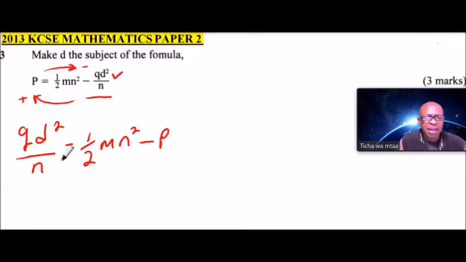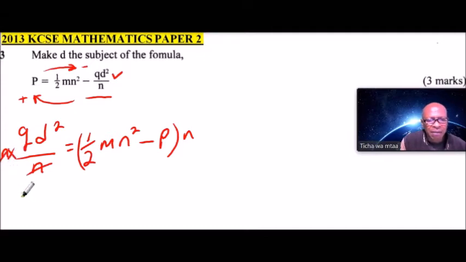So once we have that, we want to leave d on this side and everything else to the other side. That is what making d the subject means. So we can multiply both sides by n, and multiply the other side by n, like that. So this n here will disappear with that.